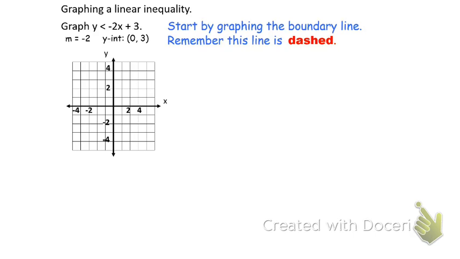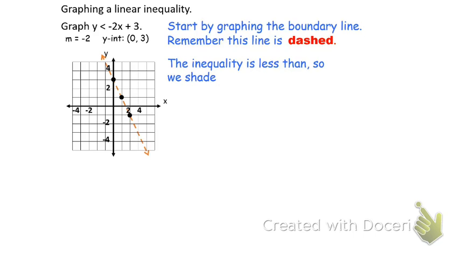So I've gone through and I've set up my graph. I've scaled the axes, put my x, y for the indications, and now I'm ready to plot the line. I'm going to start at 0, 3, and then I'm going to move by a negative 2 slope. That means I go down 2 and 1 to the right, and I'll do it again, down 2 and 1 to the right. And I'm going to draw my line. Again, keep in mind this line is dashed because it's less than.